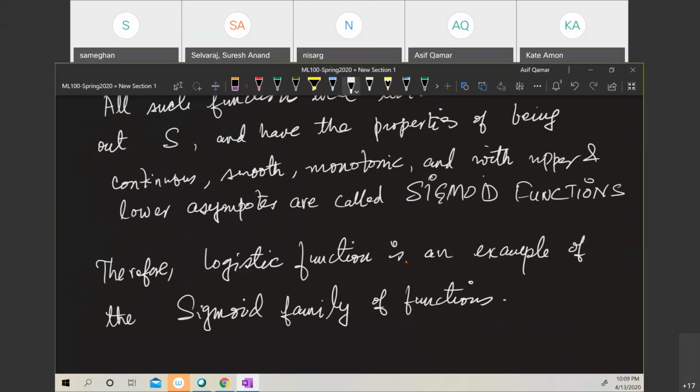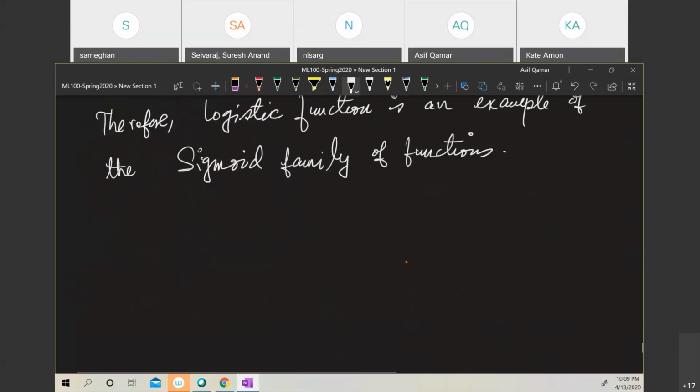Logistic is only one of them. If you try to plot tanh, you will realize that that also looks like that. There are quite a few functions that look like that. If you take the integral of the bell curve, to your surprise, it will also look like that. There are many, many such functions. So let me illustrate that. See, a bell curve looks like this.